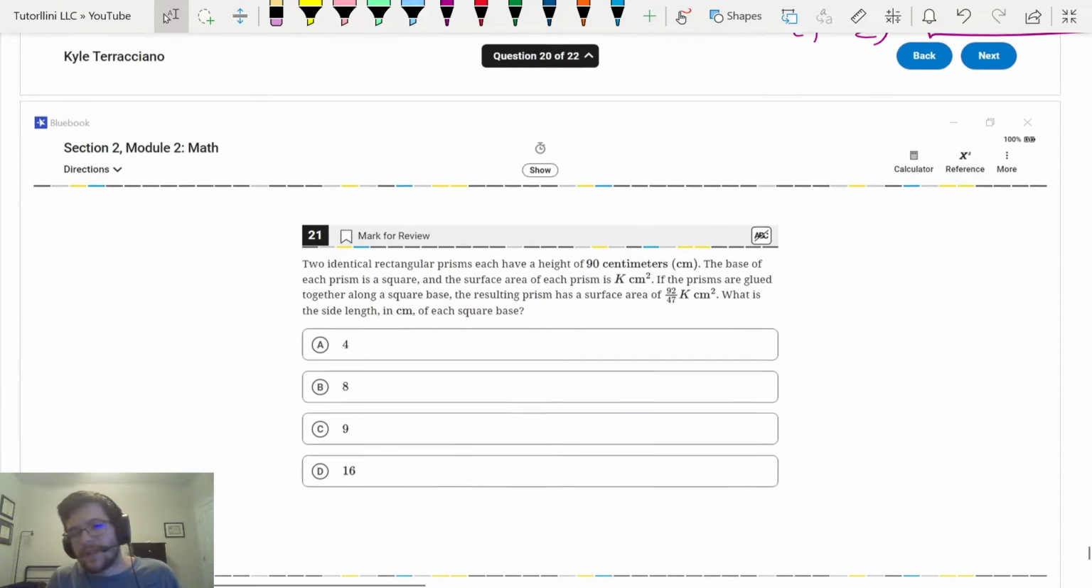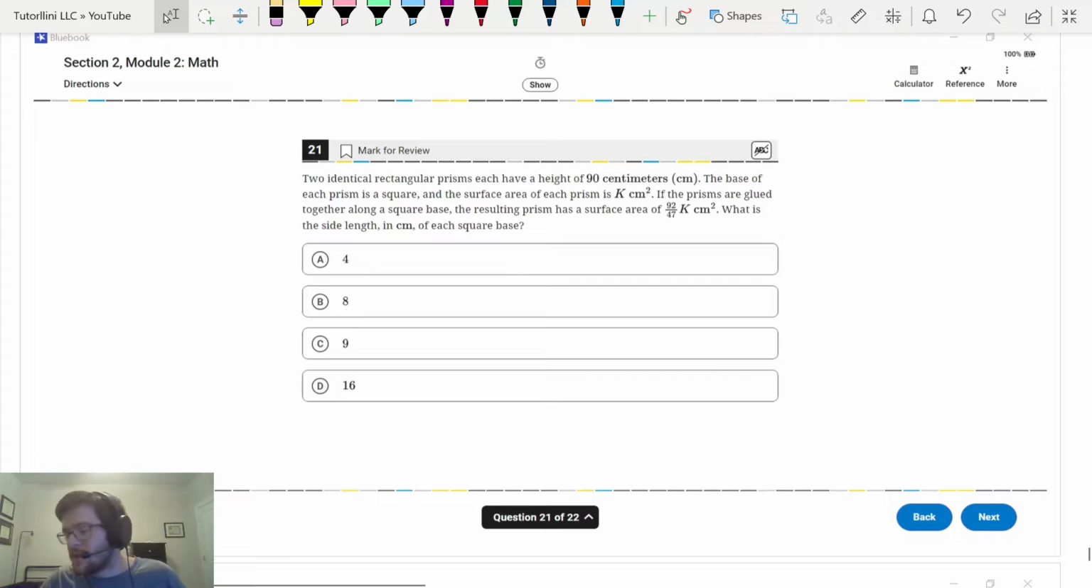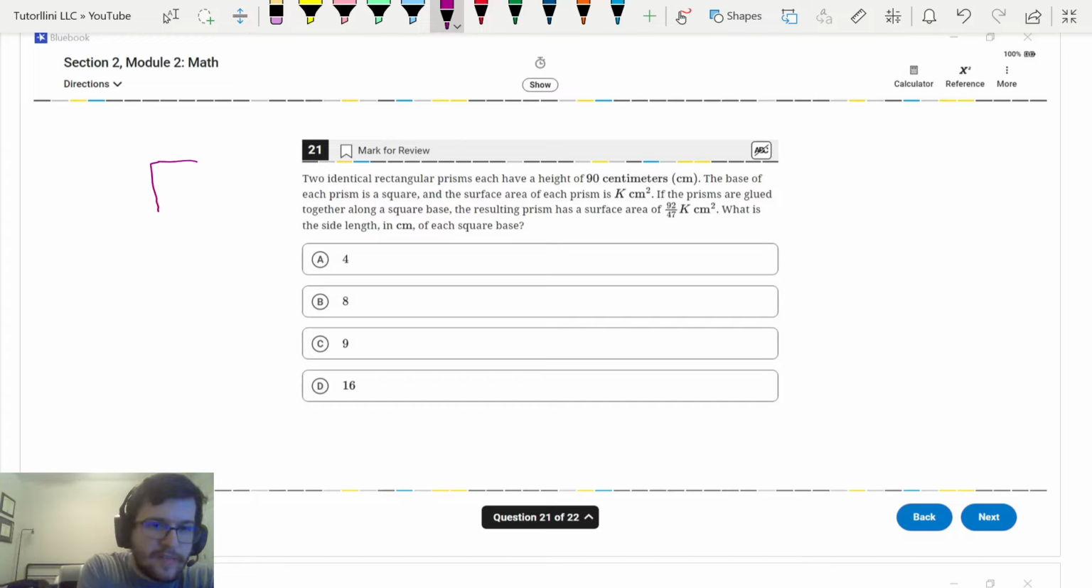Okay, the last two questions of Module 2B are always just such a headache. These are harder than any questions on the paper SAT. I'm going to do my best to explain them. So we have rectangular prisms with bases that are a square. So I'm going to do my best to draw that.